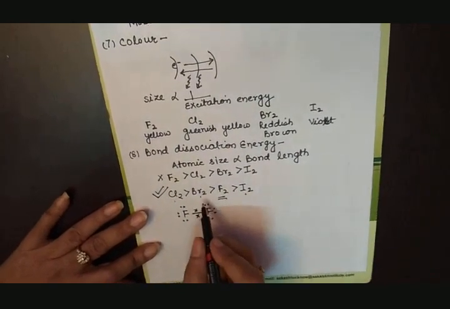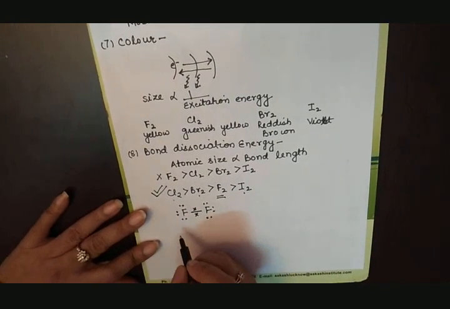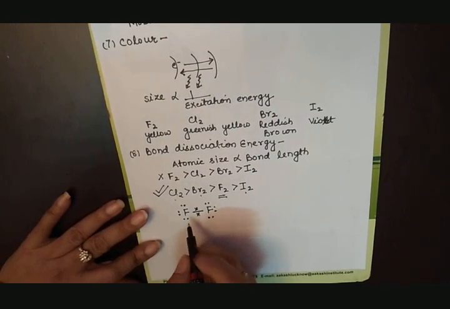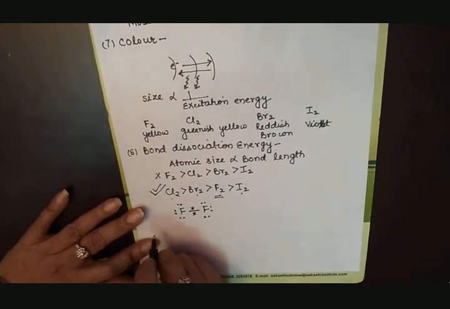The reason is the interelectronic repulsions, which are greater in the case of F2, between these non-bonded electrons and bonded electrons.